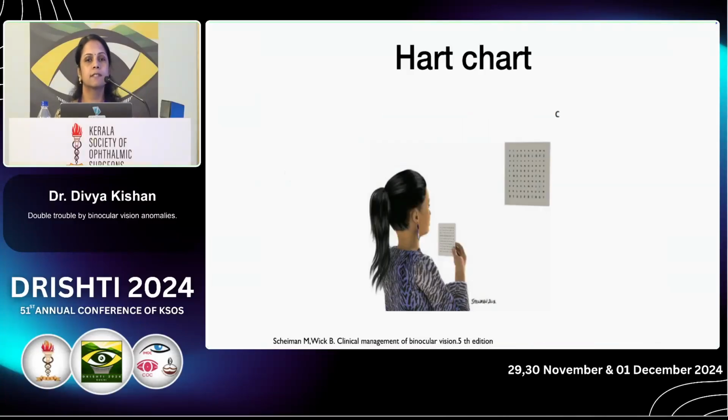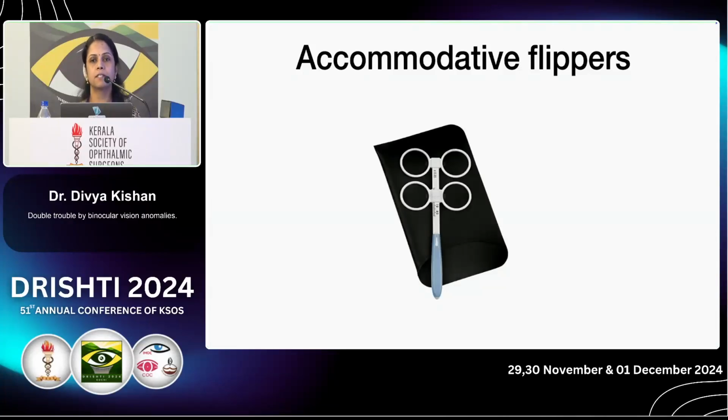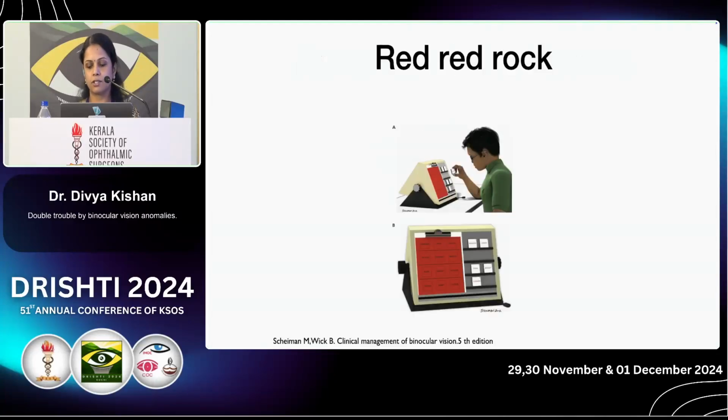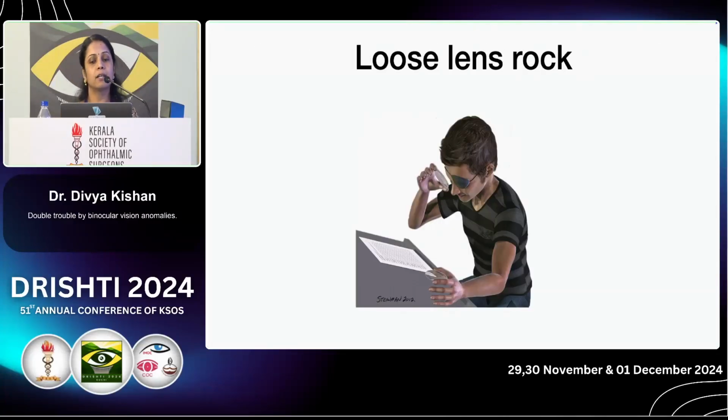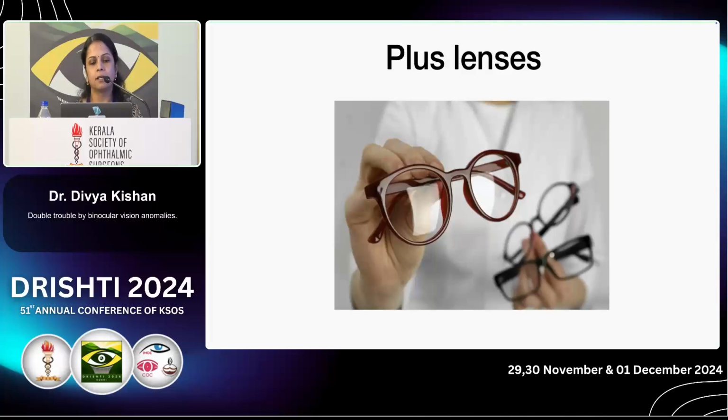The accommodative disorders would benefit from the Hart chart, where you can ask the patient to read a near target and a far target, thereby sequentially stimulating and relaxing the accommodation. You can use accommodative flippers, plus and minus lenses, and when the patient uses these, there is also stimulation and relaxation of the accommodation. There are special instruments like the red-green rock, accommodative hopping cards, and loose lens rock that can be used in cases of accommodative problems. Plus lenses can also be used in cases with accommodative insufficiency, and that should be titrated based on the NRA and PRA values of the patient.